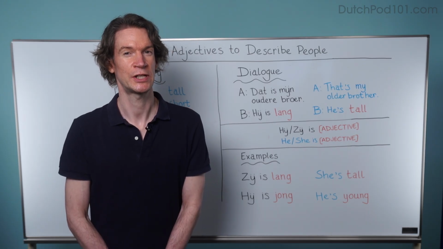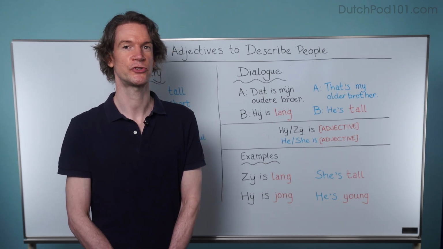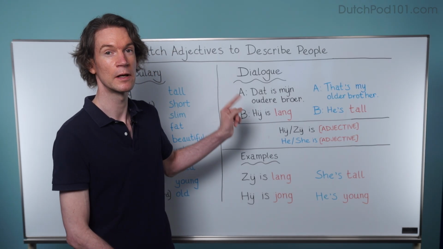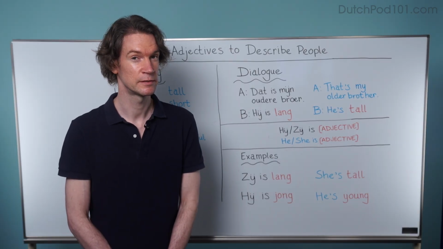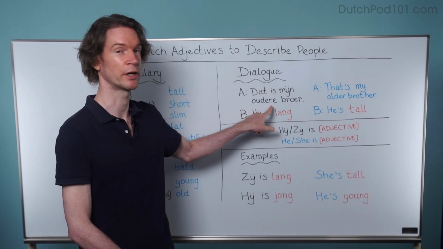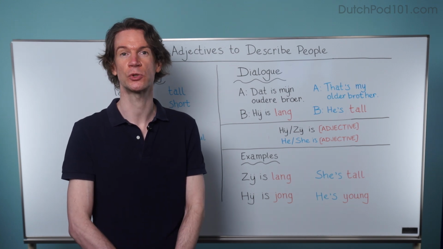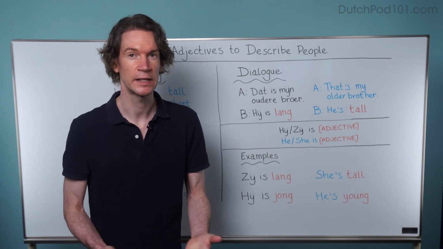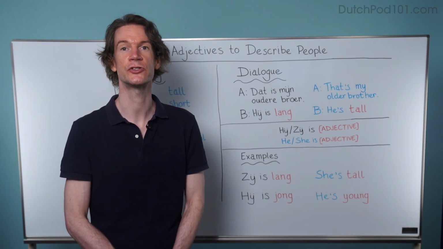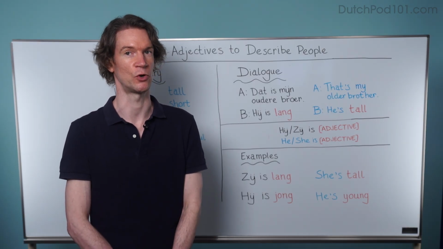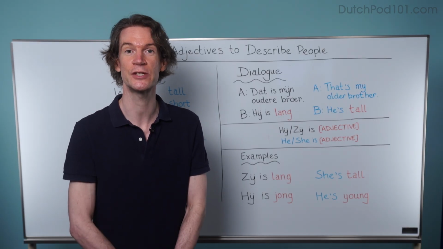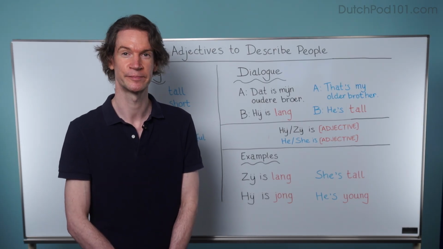You may have noticed that an adjective was also used in the first sentence of the dialogue. Did you notice it? It's oudere, older. By adding this, we give additional information about the brother. Here, the listener learns that it's the speaker's older brother who is the tall one, which is useful in case you have more than one sibling.